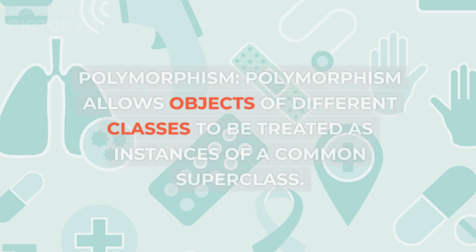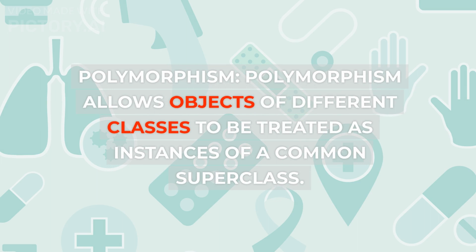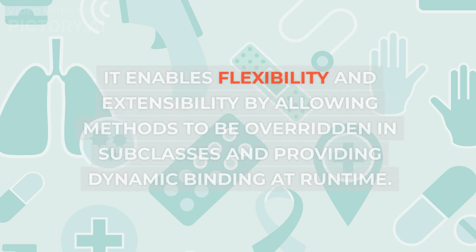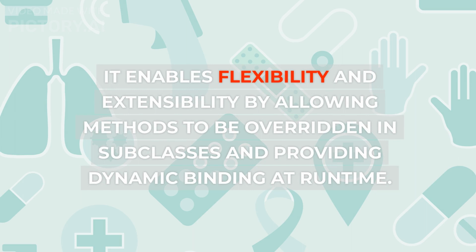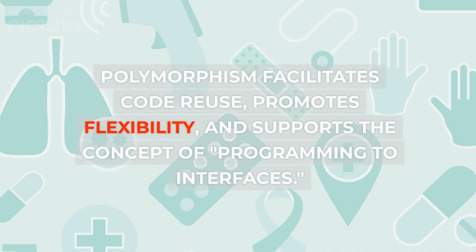4. Polymorphism. Polymorphism allows objects of different classes to be treated as instances of a common superclass. It enables flexibility and extensibility by allowing methods to be overridden in subclasses and providing dynamic binding at runtime. Polymorphism facilitates code reuse, promotes flexibility, and supports the concept of programming to interfaces.